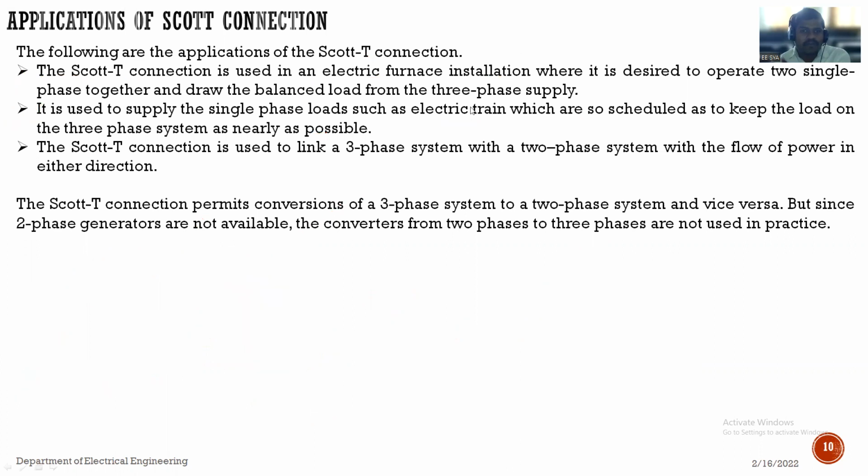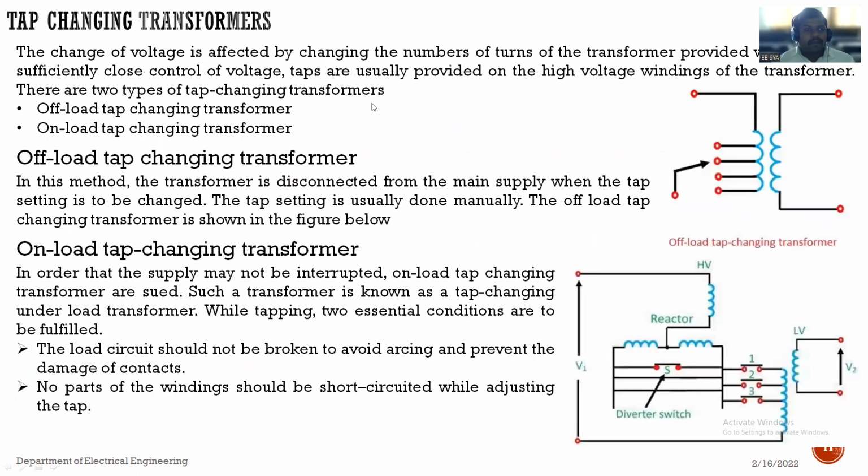Yes, sir. Okay. Now we will discuss the next point, that is the tap changing transformer. Okay. So see, in the power system, regulation of voltage is necessary. That means we want to regulate the voltage.